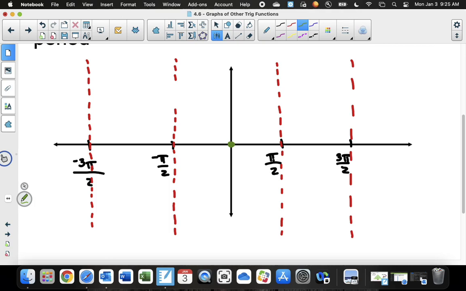What's halfway between pi over 2 and 3 pi over 2? Halfway between pi. Yeah, in this case, halfway between 1/2 pi and 1.5 pi is pi. Okay? So if we put another one in there, right here at pi, we have another x-intercept. And then again, we could keep going. I'm going to go in the negative direction as well. Halfway between negative pi over 2 and negative 3 pi over 2 would be negative pi.